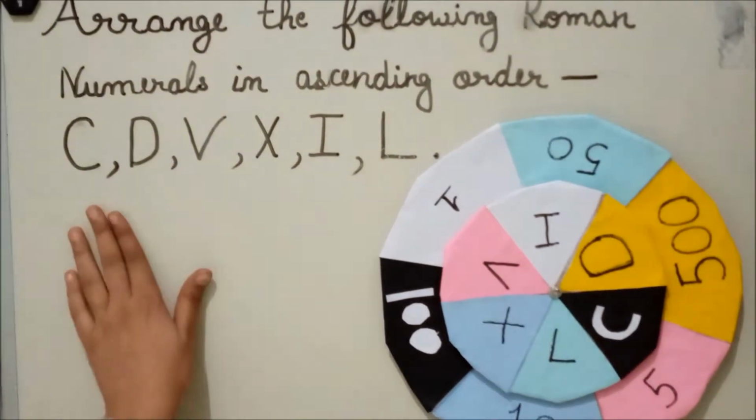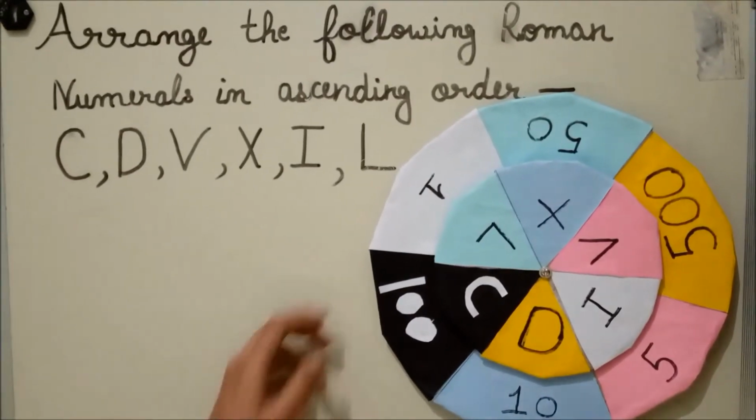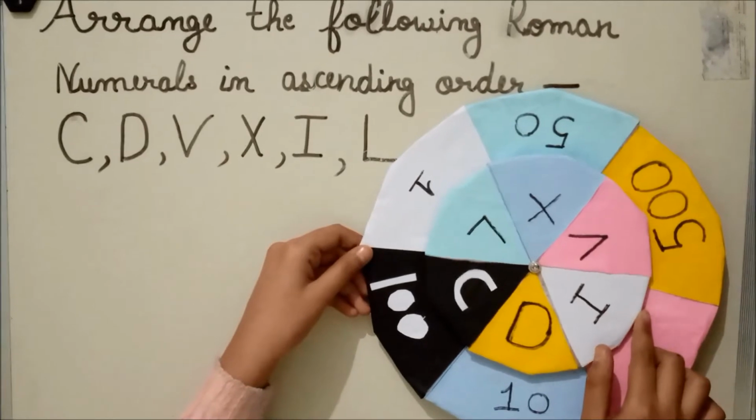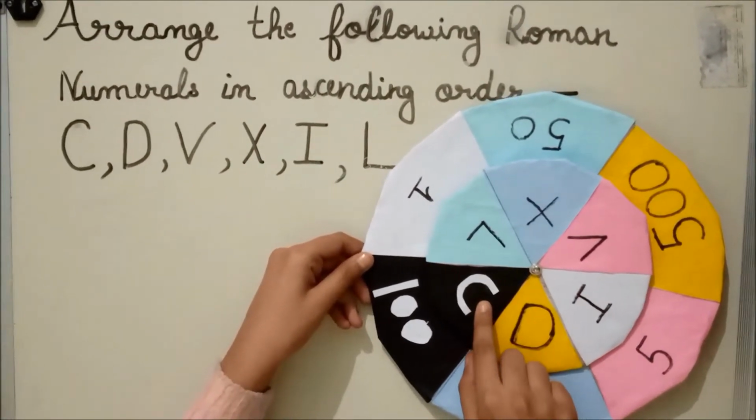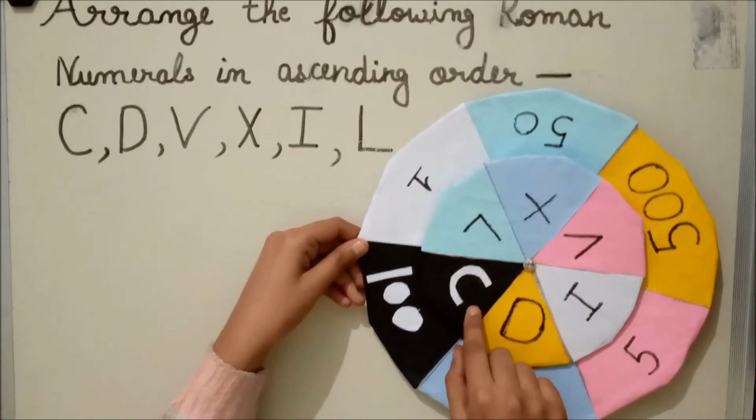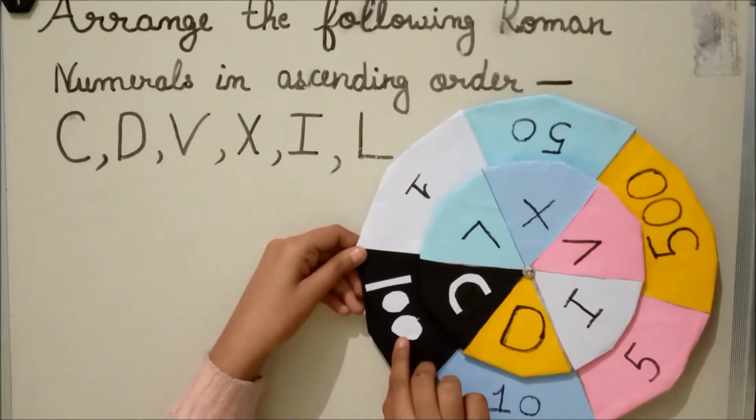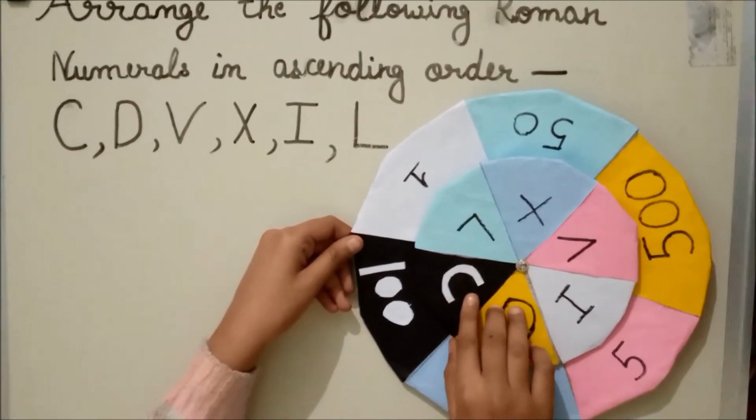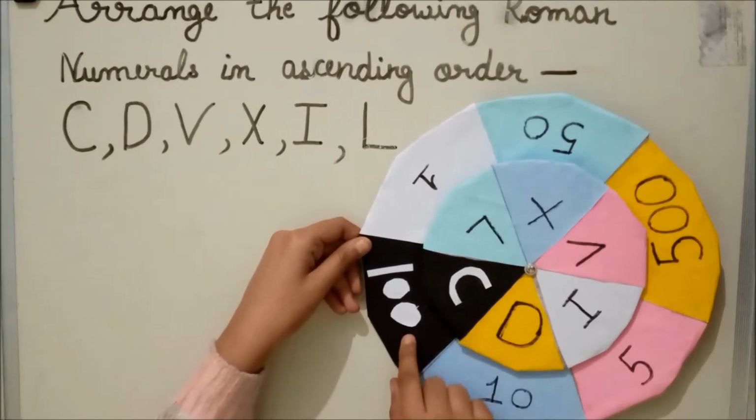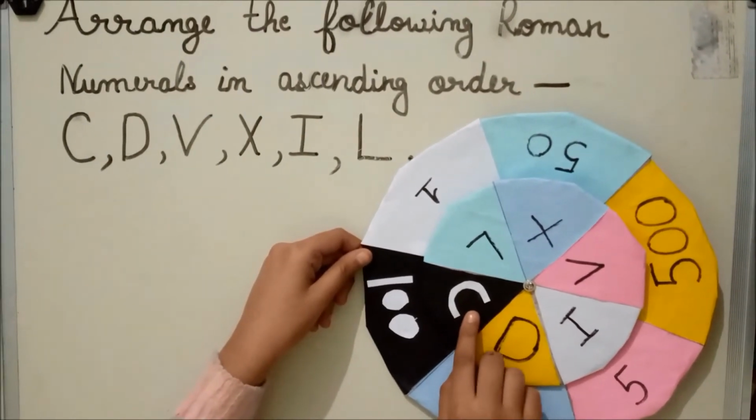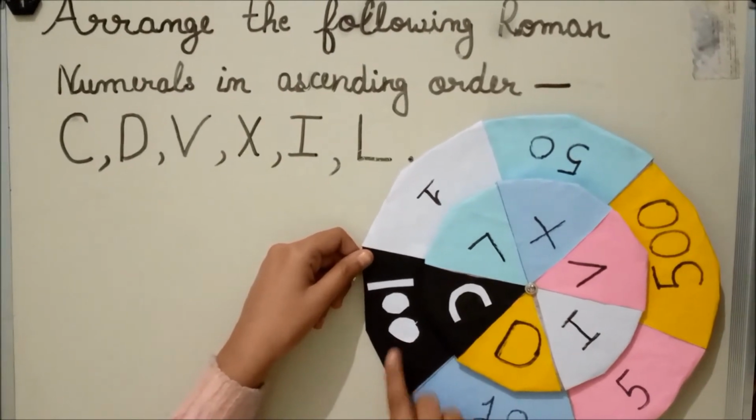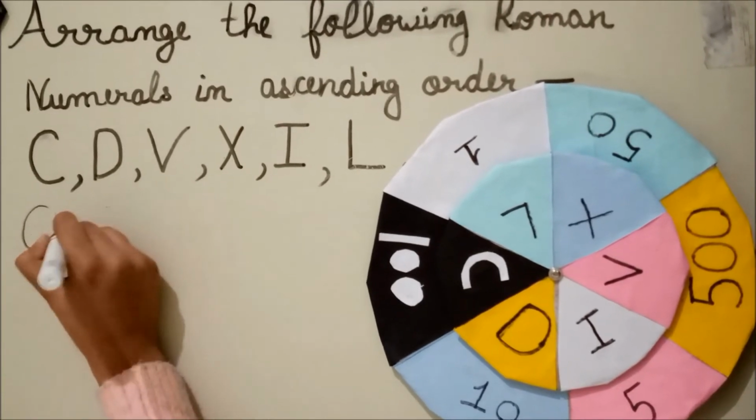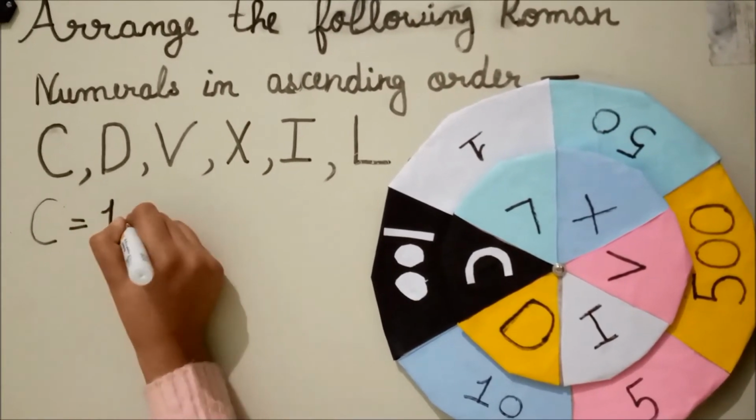First number we have is C. Then we rotate it. You can see the C Roman number color matches the 100 integer color. Then C Roman number matches 100 integer. Then C value is 100. We write it. C value is equal to 100 integer.